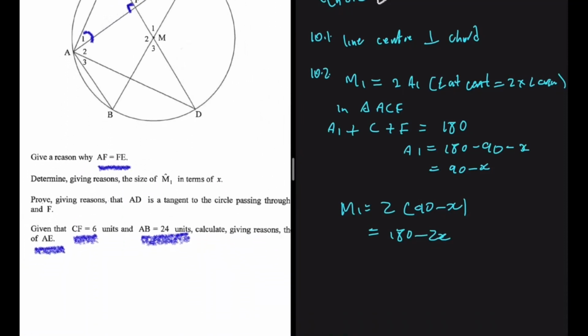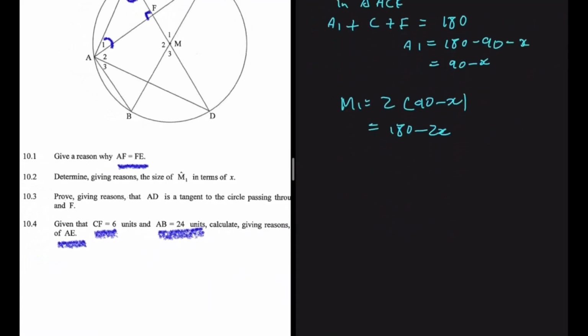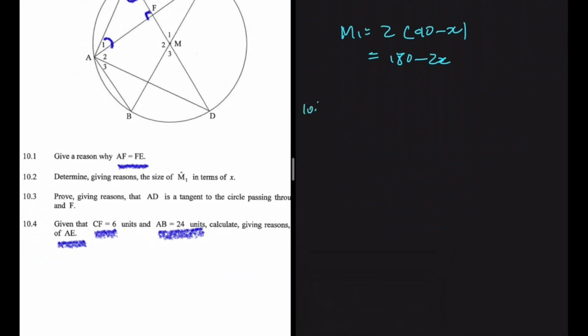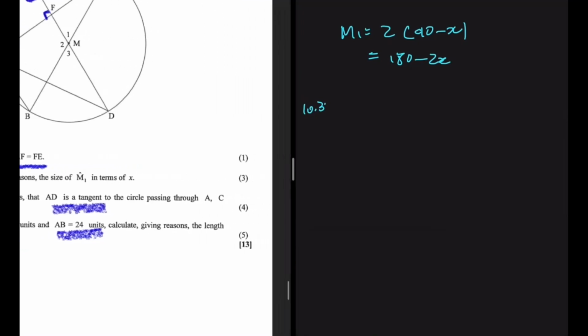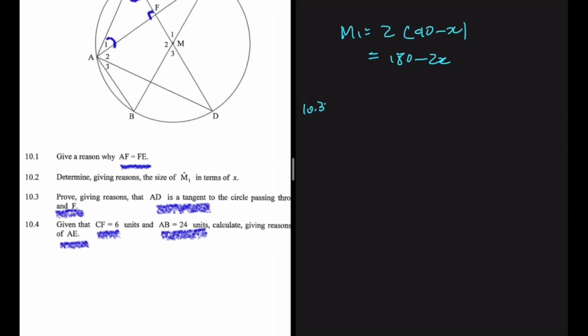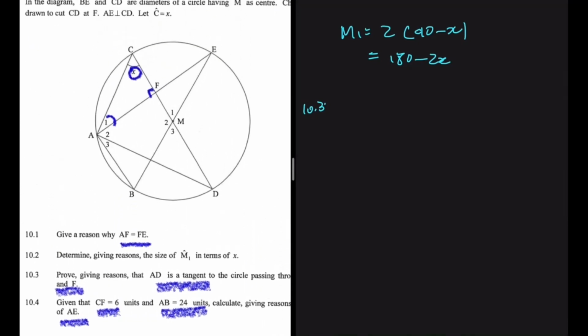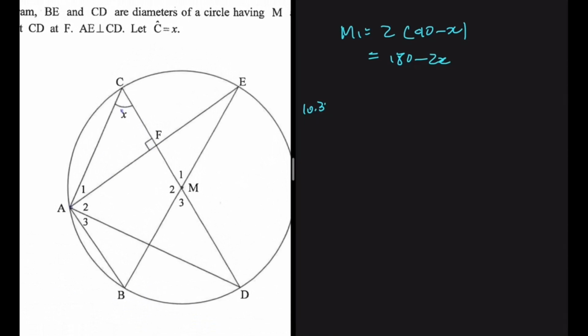And now moving to 10.3, we're almost at 10.4 now, the interesting question. So 10.3 is saying let's provide given reasons that AD is a tangent to the circle passing through A, C, and F. These questions can be a bit challenging, right? But the best way of doing them is drawing the circle through ACF so that you can have a bit of clarity, right? So let me go ahead and try do that. So we need a circle that is going to pass through A, C, and F, right? So something like that. My circle doesn't look too cute, but that is fine. It gets the job done.